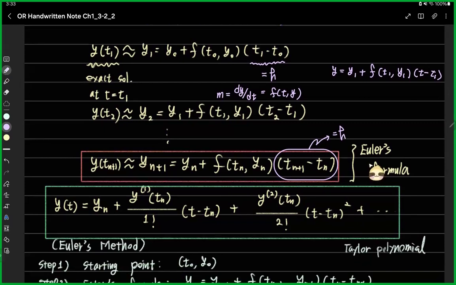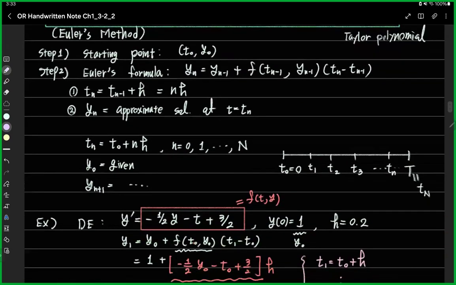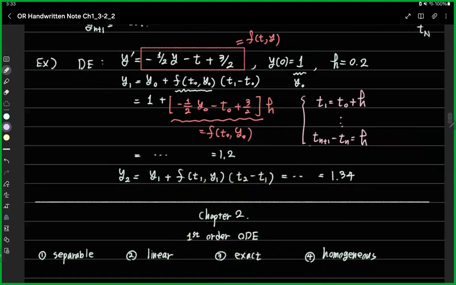Okay, let's see an example. Y prime is equal to minus 1/2 Y minus T plus 3/2. So this is f of T comma Y. Just for example, how can you find f? Do I say the right-hand side is always f? No. You need to isolate Y prime on the left-hand side first. Then the right-hand side must be f. Keep that in mind.